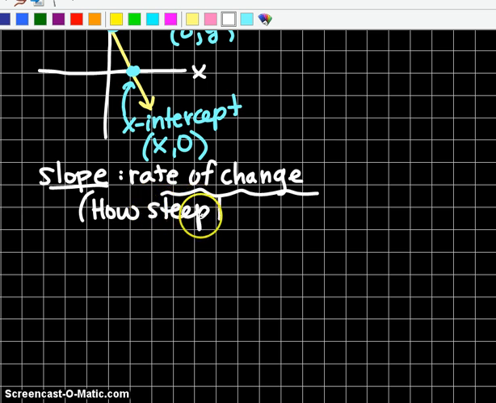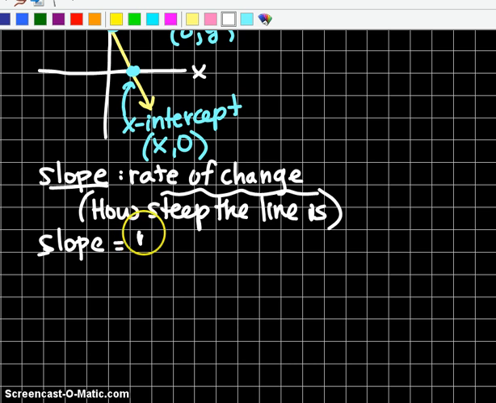How steep the line is. So how slanty it is, basically. And I bet you remember this from your past also. In middle school, you learned about slope as rise over run. Then we got a little more sophisticated, and I talked about y's and x's. And when I say rise and run, rise is how far up or down it's going, and run is how far left or right it's going, okay?